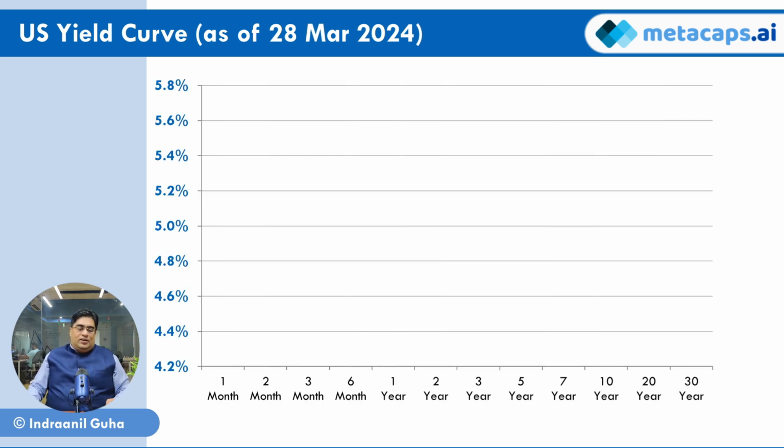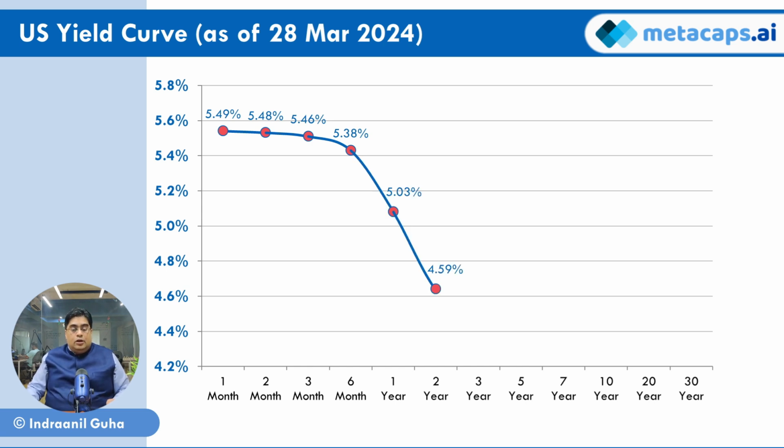Yesterday, had you invested in a 1 month US government bond, you could have got a yield of 5.49% per annum. So clearly, interest rates have shot up significantly over the last 3 years. On a 2-month US government bond, you would have got a rate of return of 5.48% per annum. On 3-month US government bond, 5.46% per annum. 6-month US government bond, 5.38% per annum. 1-year US government bond, 5.03% per annum. 2-year, 4.59% per annum. 3-year, 4.40% per annum.